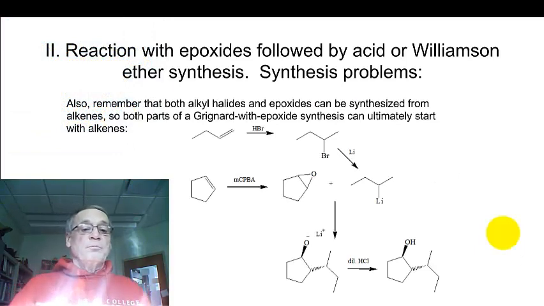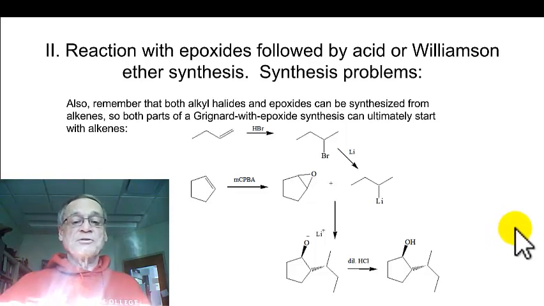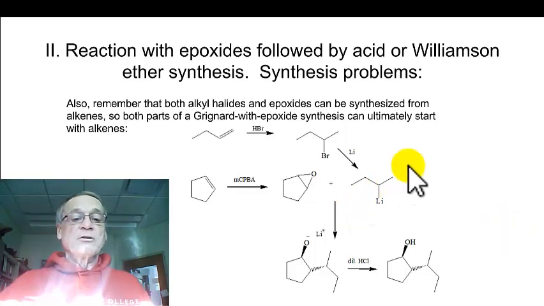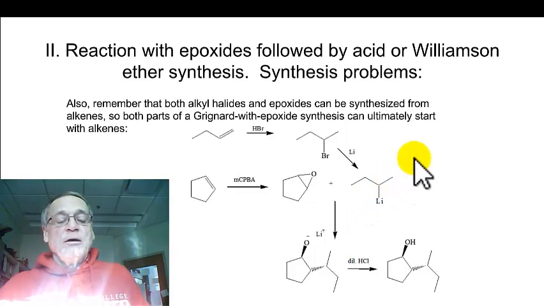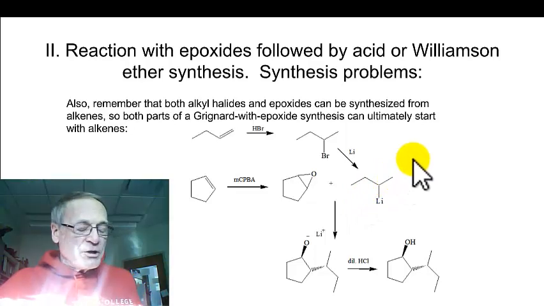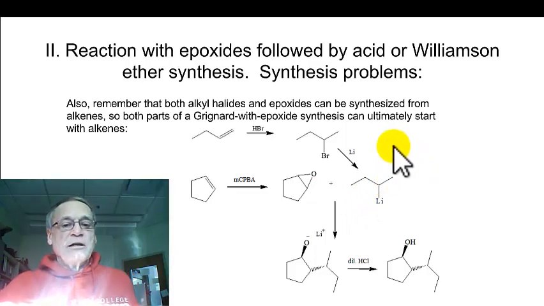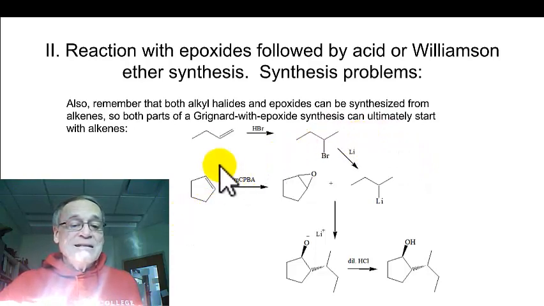Also remember that both the alkyl halide itself and the epoxide can be synthesized from alkenes. So this is just extending the synthesis a little bit more. In other words, what if in the previous problem I had suggested that you not be able to start with an epoxide and an alkyl halide, or only start with alkenes. So basically everything you need can be made from alkenes.